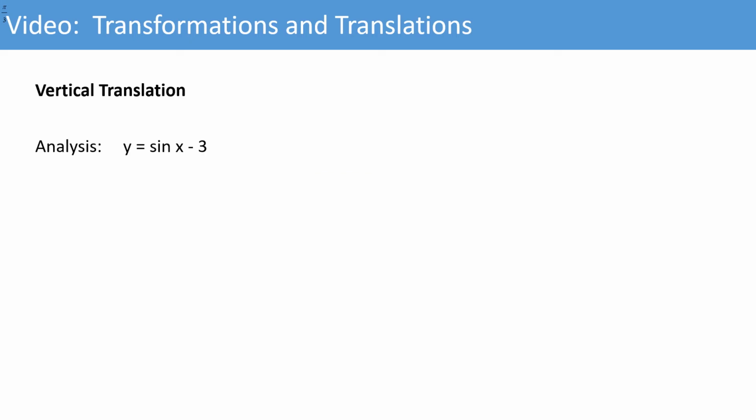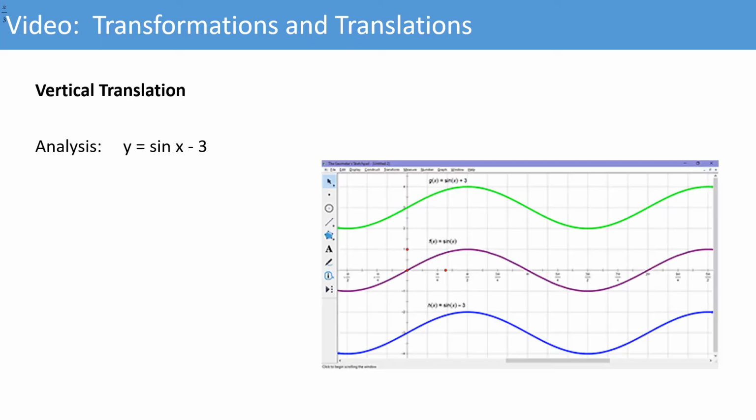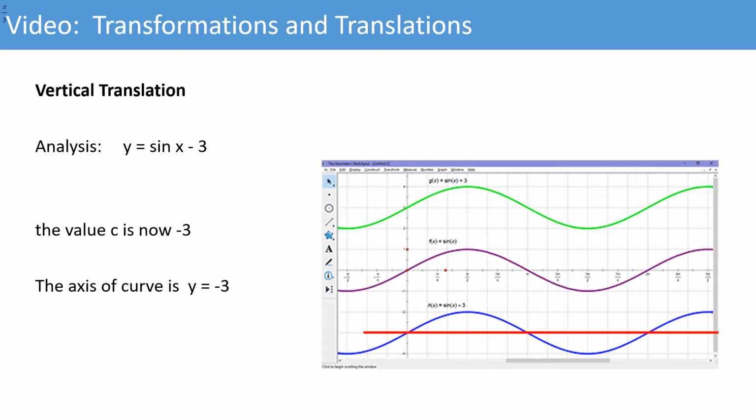Now, what happens for y equals sine x minus 3? And here it's shown on the graph in blue. The value of c from the equation is now negative 3. The axis of curve would then be y equals negative 3. If we draw a horizontal ruled line, we notice, oh yes, it passes through y equals negative 3. So our graph has vertically translated down by 3 units.